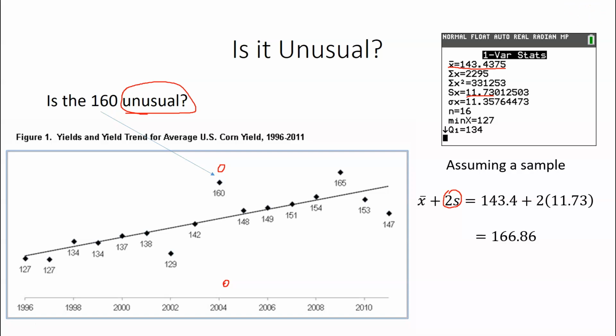In that case, you get the standard deviation, you double it, and either add or subtract it to the mean, and then see if your data point is beyond that or not. In this case, it's not. So this is not an unusual year. On the data, it just looks like it might have been.